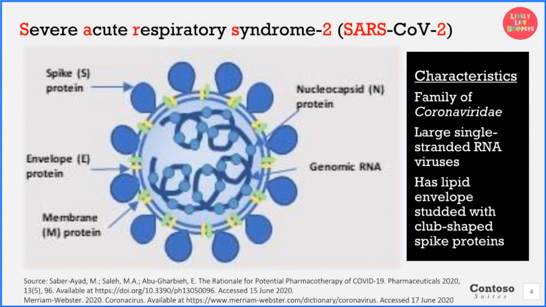It is a large single-stranded RNA virus. It has a lipid envelope studded with club-shaped spike proteins, as shown in the picture, like a crown. Since this virus has a lipid membrane, its membrane can be disrupted by alcohol of at least 75%.